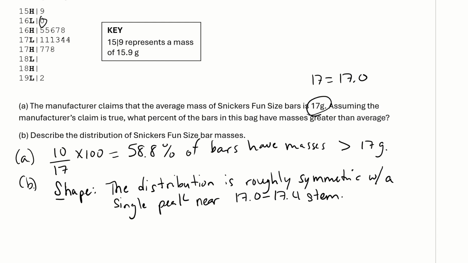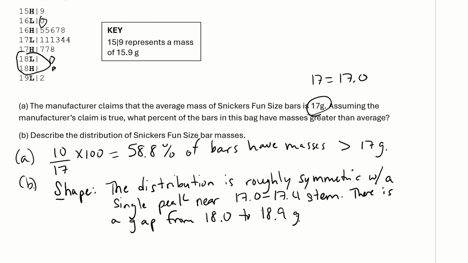All right, and then of course we have a gap, so we need to talk about that gap. So there is a gap from 18.0 to 18.9 grams. That's this gap right here from 18.0 to 18.9. That's where this ends, right? We don't want to include up to, it's just before the 19 stem, basically, is what we're saying. So 19.2 gram stems. Okay. All right, so there's our shape.